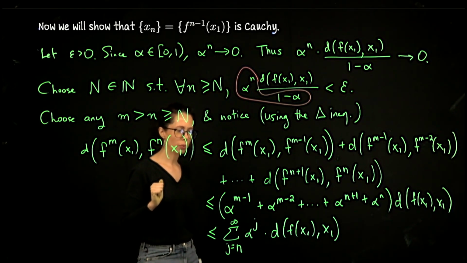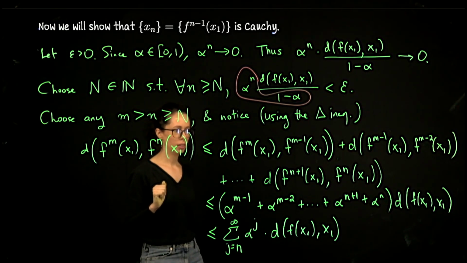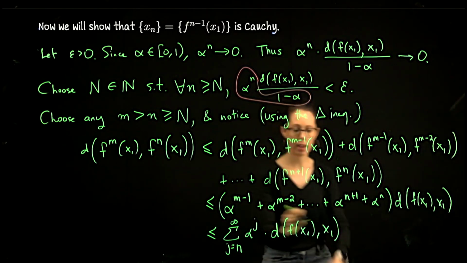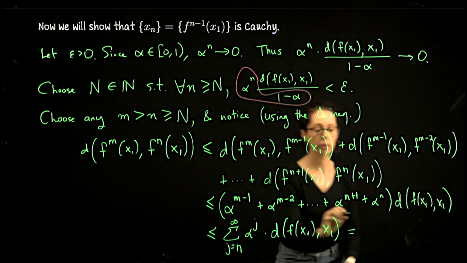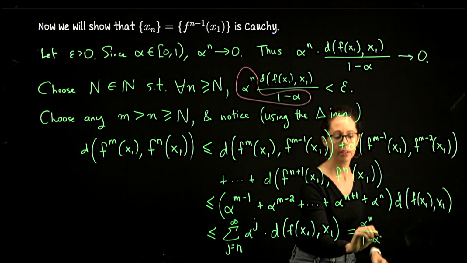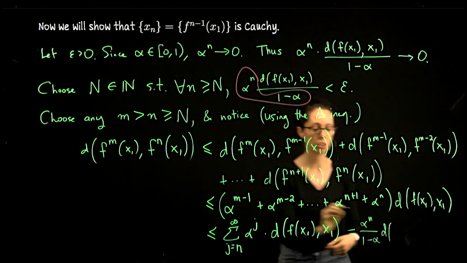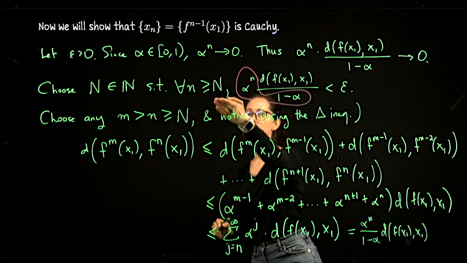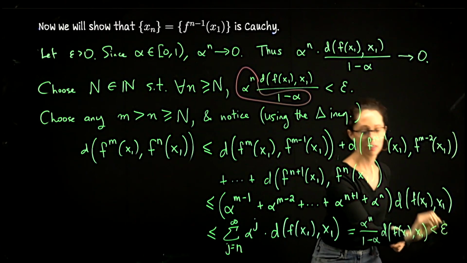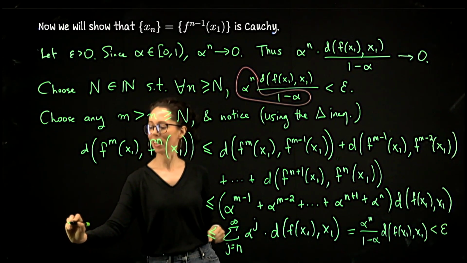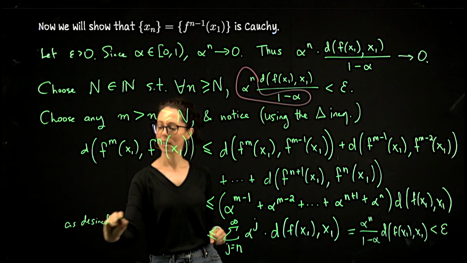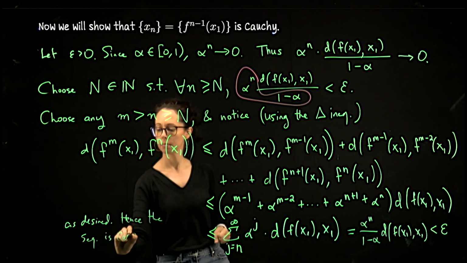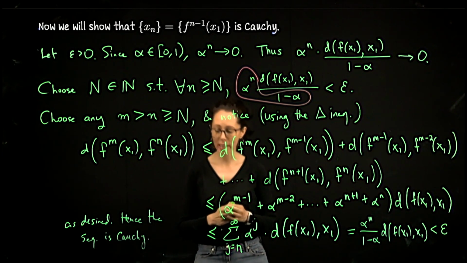So I don't really want to erase everything, nor do I want to run out of room. Let me just keep going to the right. So this is actually going to be equality, my next step. This is equal to alpha to the n over 1 minus alpha times the distance between the second and first terms, which is exactly what we used to define the threshold. So this is less than epsilon. And imagine here I'm writing on the next line, as desired. Hence, the sequence is Cauchy. And that confirms the second step in this proof.